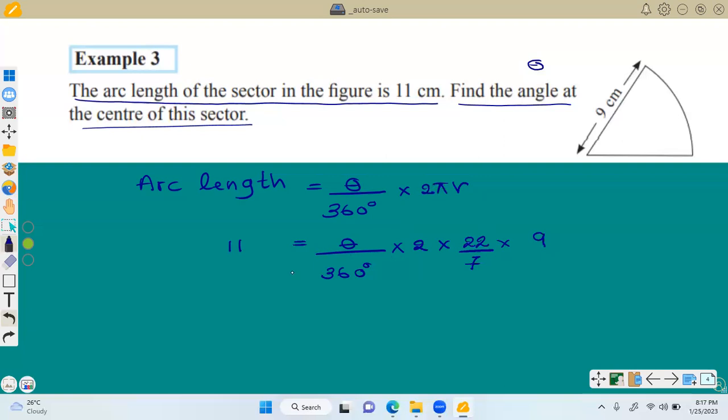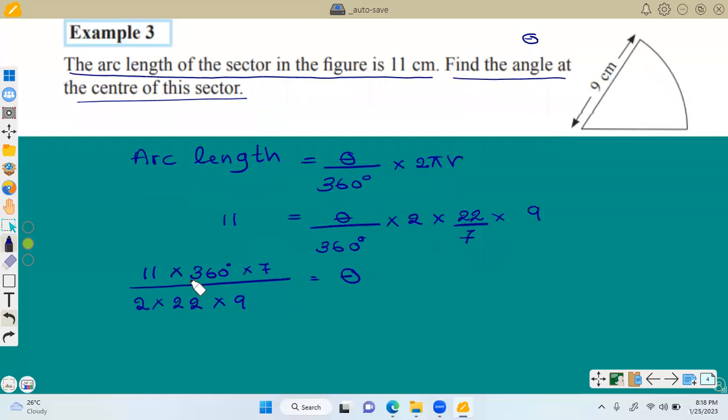For that you have to take all the denominator values to the other side, and the numerator values to the denominator of the other side. Then 11 times 360 times 7, again with 360 and 7 as the denominator. Over here, it is 2 into 22 into 9 is equal to theta. After you take all denominator values to the numerator and the numerator values to the denominator, the particular unknown term remains alone. Okay.